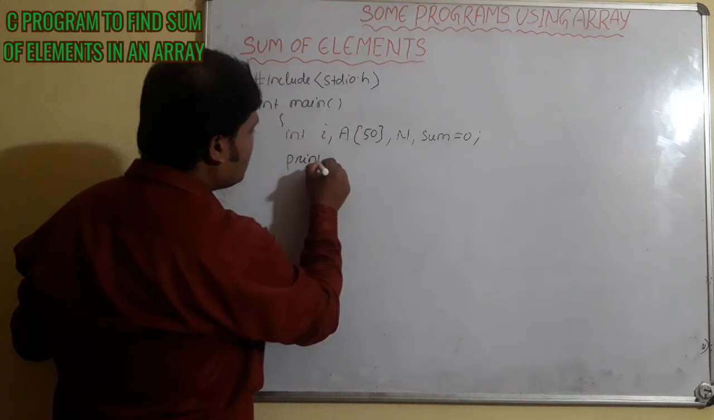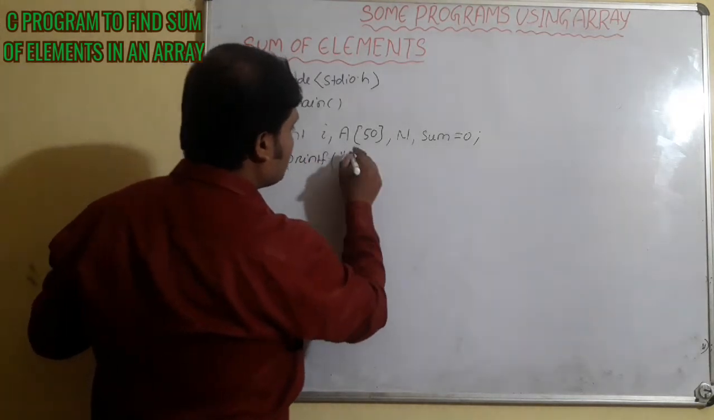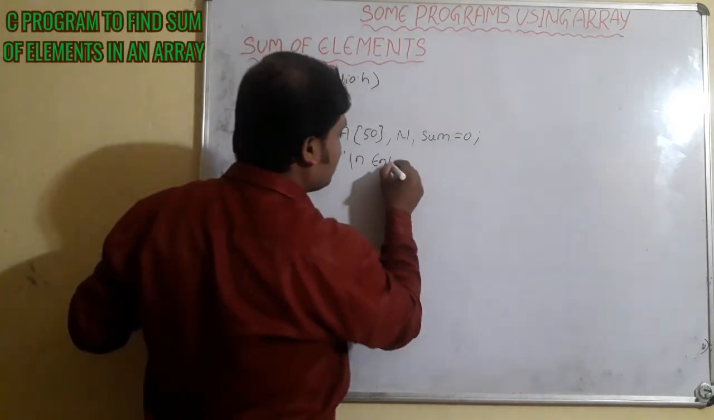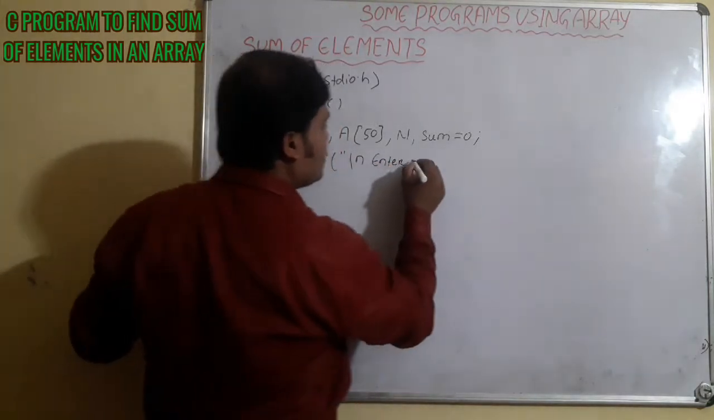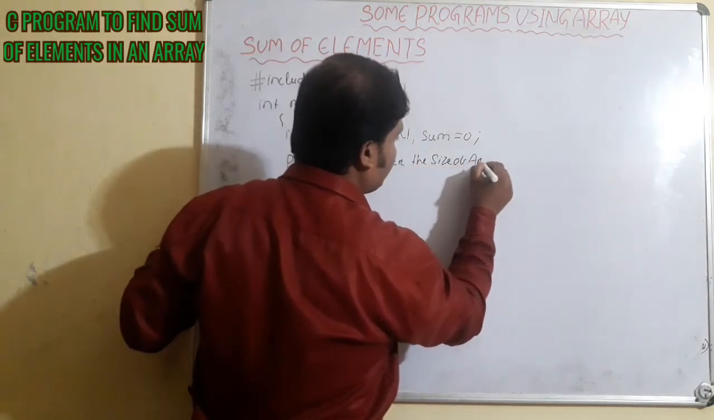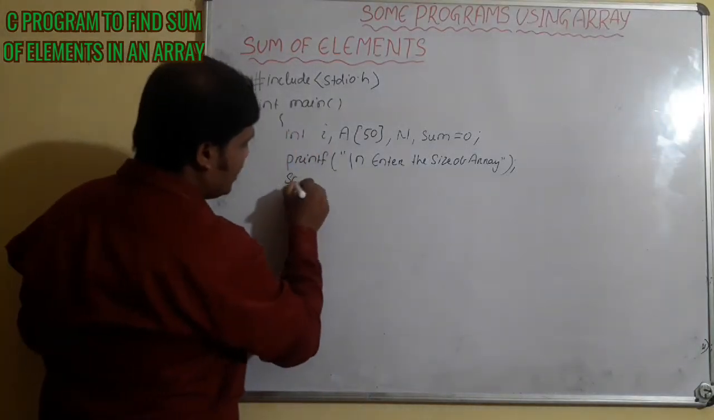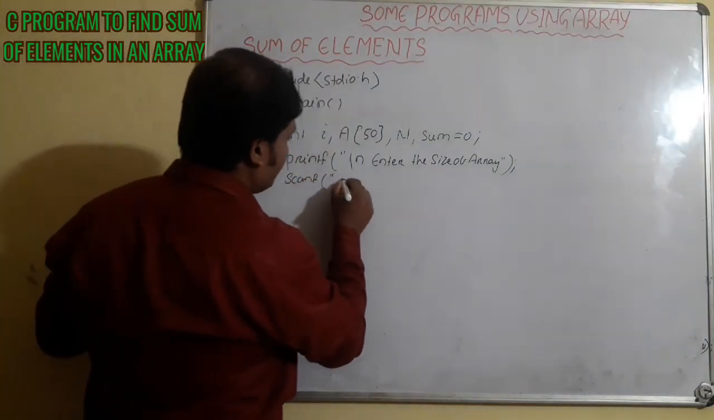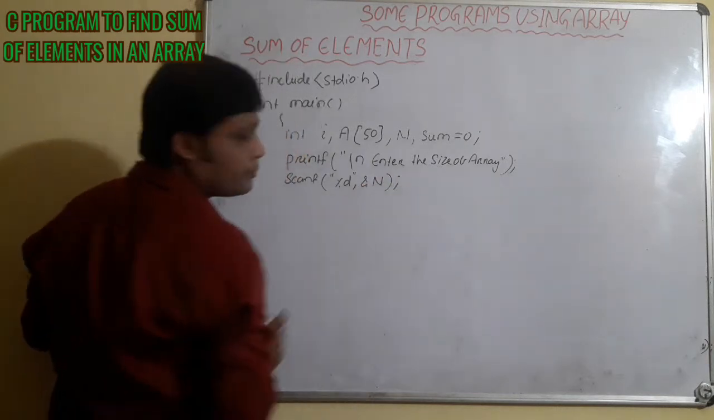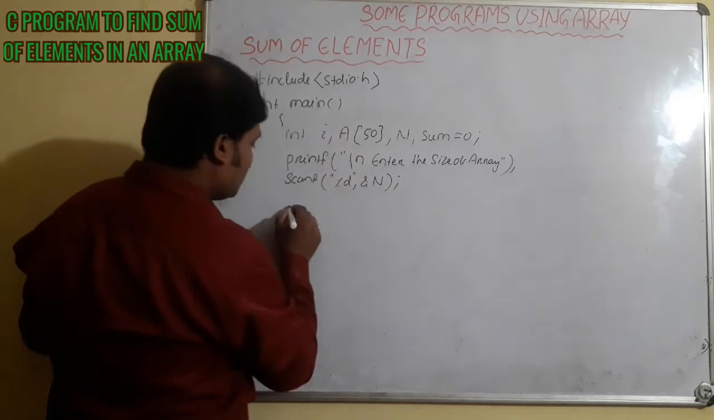First I have to input the value of n, printf. This is \n to go to the next line. Enter what? The size of the array. Clear? Then scanf %d, ampersand n. Clear? Then I have to input elements to this array.